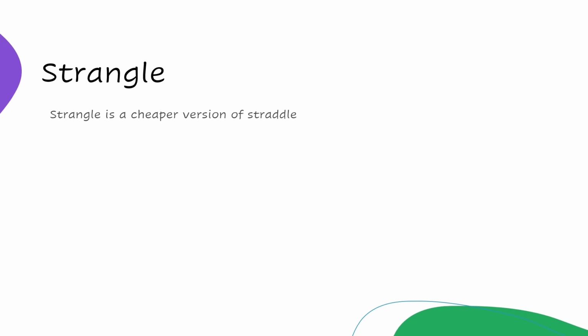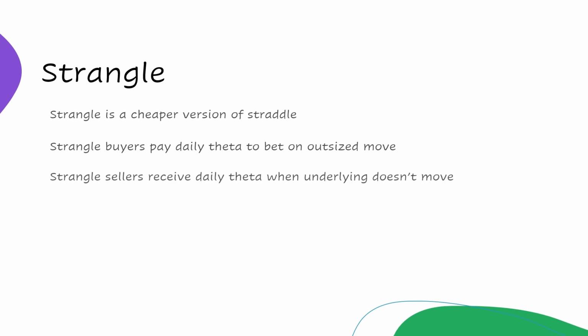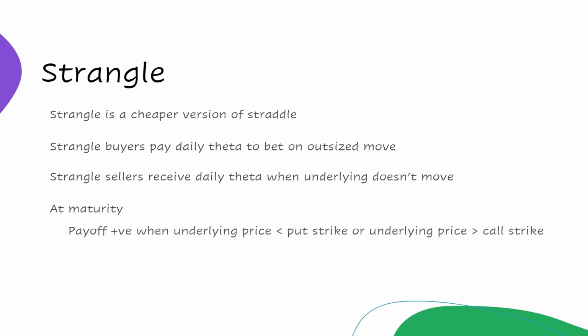Out-of-the-money calls and puts are both cheaper than at-the-money calls and puts. Therefore, the strangle premium is smaller than the straddle. Similar to straddle, strangle buyers pay daily theta to bet on an outsized move during the strangle tenor, and strangle sellers receive daily theta when the underlying spot doesn't move. At maturity, the payoff of a strangle is positive when the underlying spot is below the put strike or above the call strike. Otherwise, the payoff will be zero.